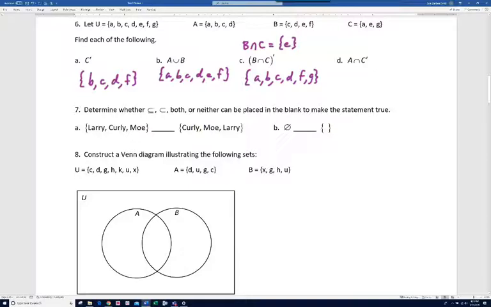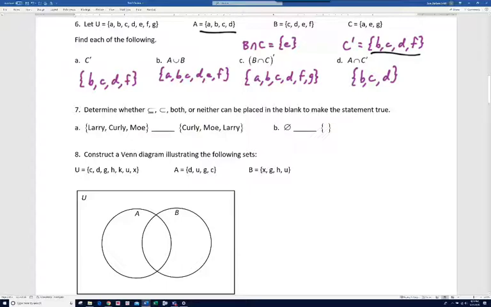All right, D, we have A intersect C prime, or C complement. Let me write down set A. Actually, let's do C prime first. C prime we already found in part A, so that's B, C, D, and F. So now we're going to intersect that with set A. Basically, we want to see what these two sets have in common. Well, let's see. We've got B and C and D. All right, let's move on to number 7.